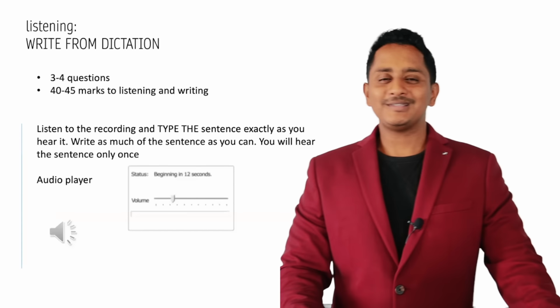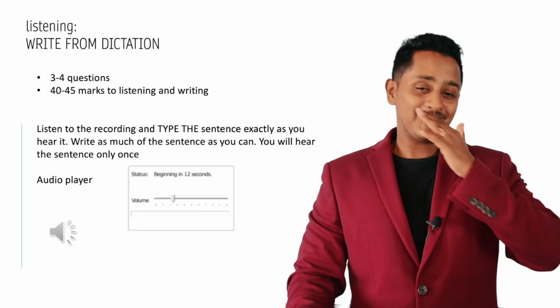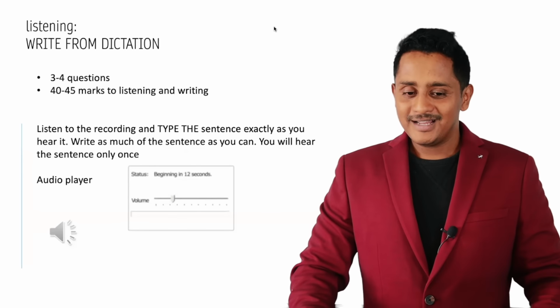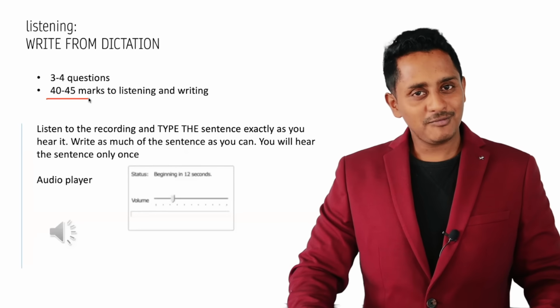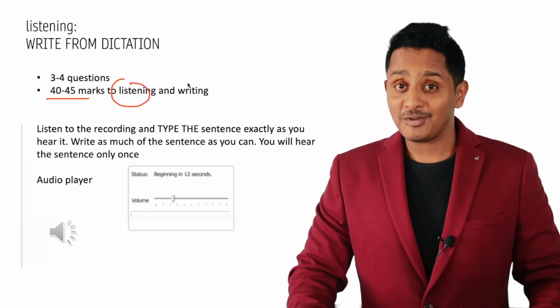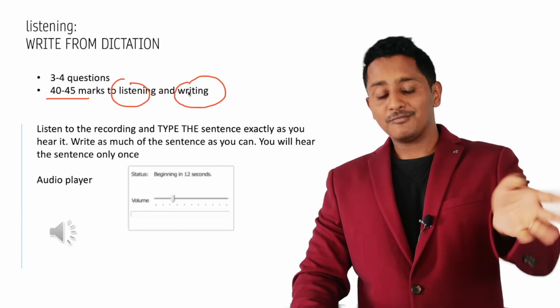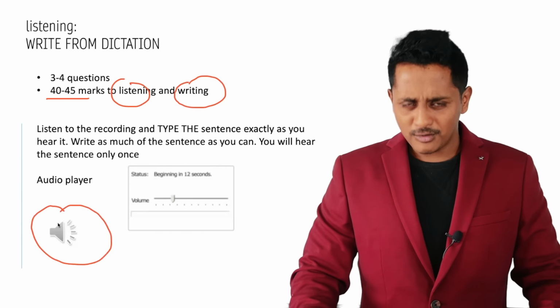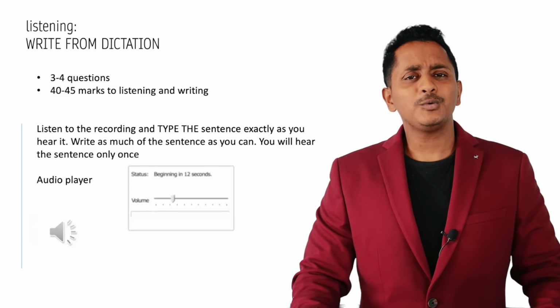This is the module that decides whether you go and settle down in Canada or not, because 3 to 4 questions will come. 40 to 45 marks to listening and 40 to 45 marks to writing. Your writing marks will come from this module. Listen to the recording and write as you hear it. I'll explain. The cat meowed loudly as it played with the toy. The cat meowed loudly as it played with the toy.